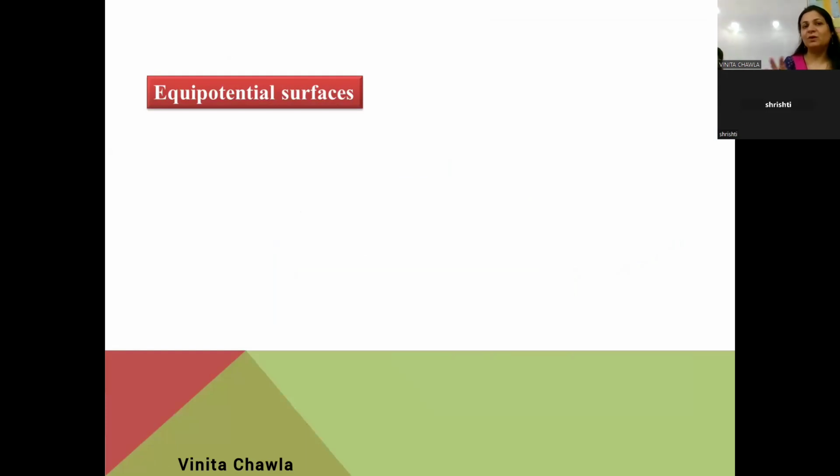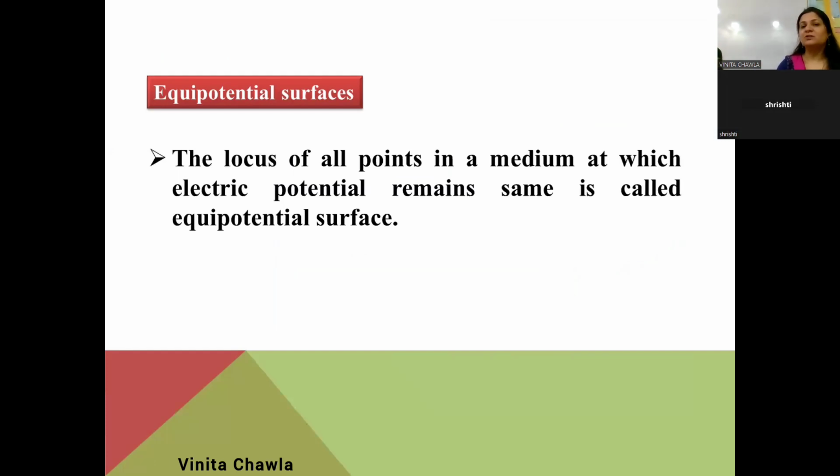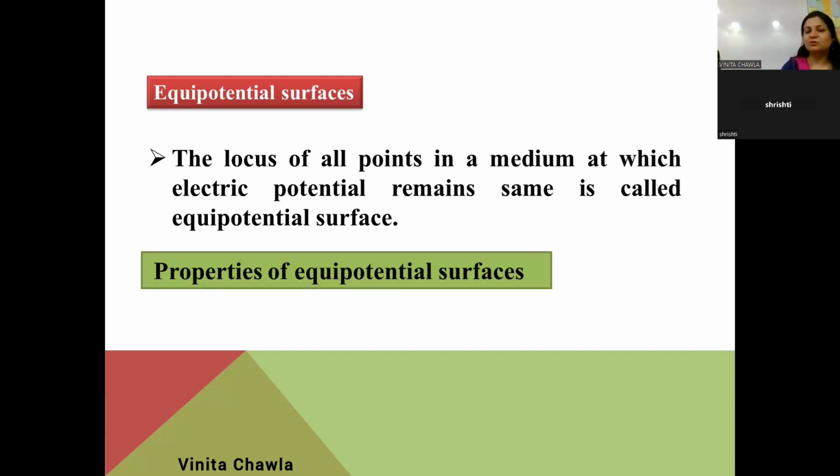Everywhere the potential is the same, right? So those surfaces are called equipotential surfaces. Generally, equipotential means equal potential. The locus of all the points, locus means the collection of all the points in a medium at which the electric potential remains the same. The collection of all those points forms a surface, and those surfaces are called equipotential surfaces. Now let's talk about the properties of equipotential surfaces.